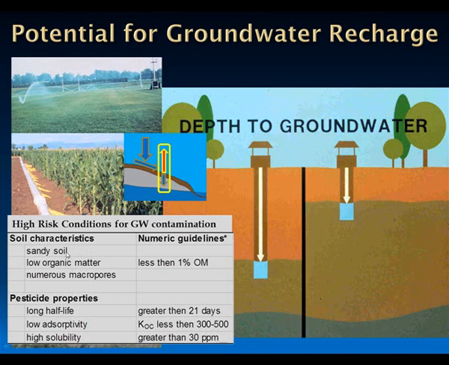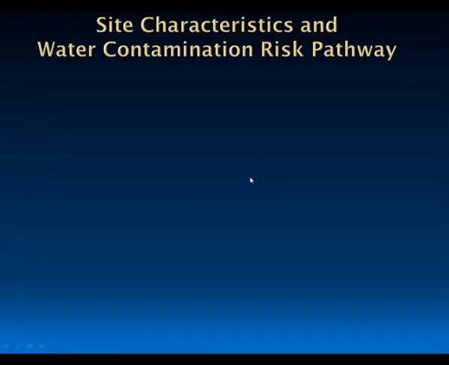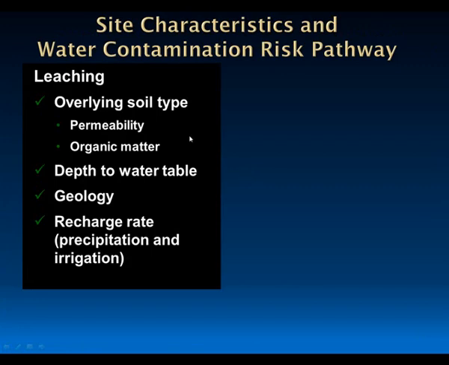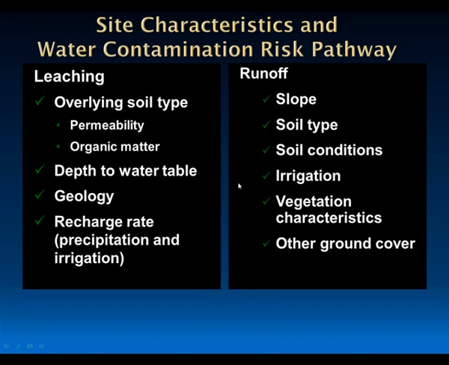And so a high-risk situation would be sandy soil, low organic matter, lots of macropores, so large pores to convey water downward quickly. Pesticide with a long half-life, it's got low absorption and high solubility. This is a recipe for contamination of groundwater. So if we're thinking about risk, again, to sum this up, leaching, the overlying soil type, depth to the water table, geology, and recharge rate are all important for thinking about contamination of groundwater.